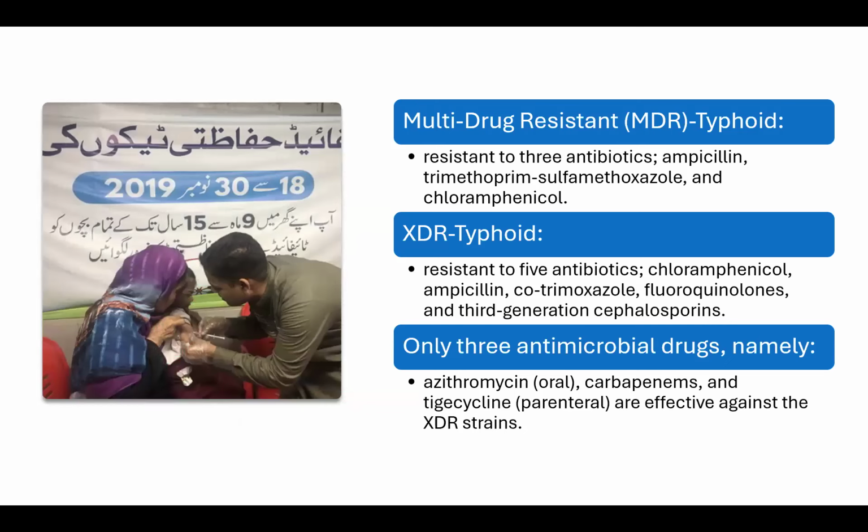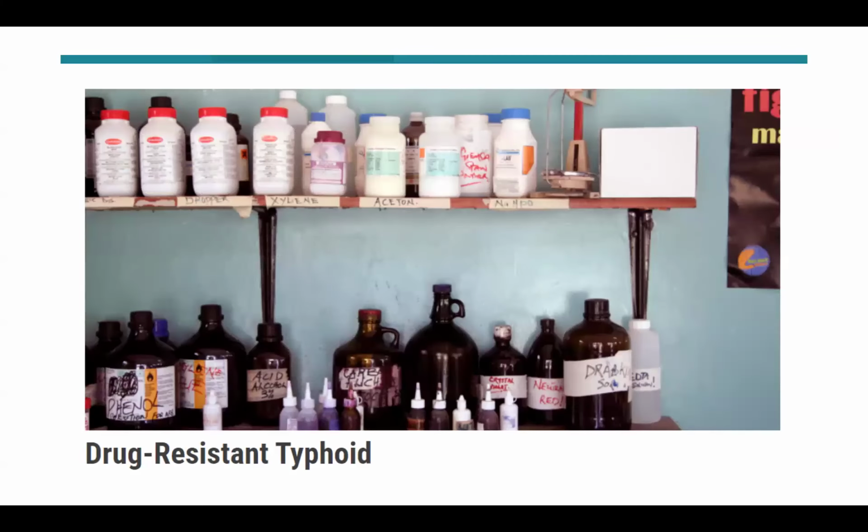Now we will explain some terms related to typhoid. So, what is multi-drug resistant typhoid? It is when the typhoid is resistant to three antibiotics like penicillin, trimethoprim-sulfamethoxazole, and chloramphenicol. And what is XDR typhoid? When it is resistant to five antibiotics like chloramphenicol, ampicillin, cotrimoxazole, fluoroquinolones, and third generation cephalosporins. And only three antimicrobial drugs, like azithromycin, oral carbapenem, and one parenteral, are effective against the XDR strain, sorry. So, drug resistant typhoid.